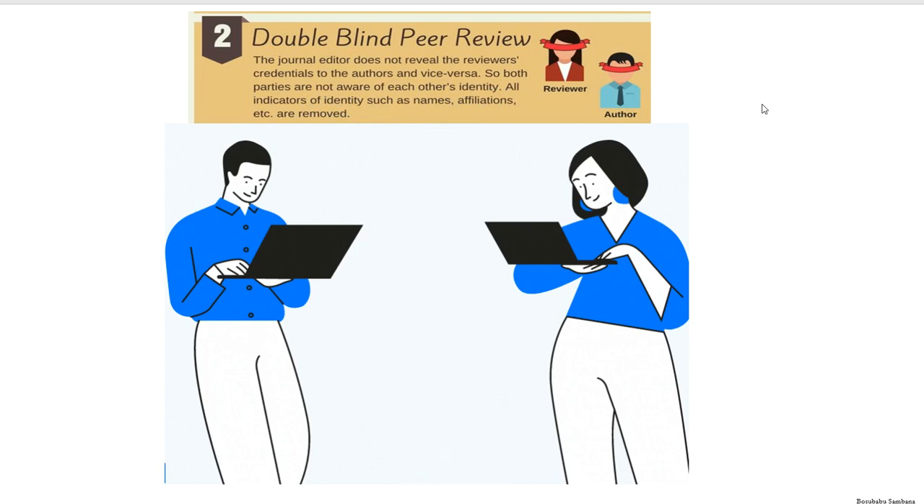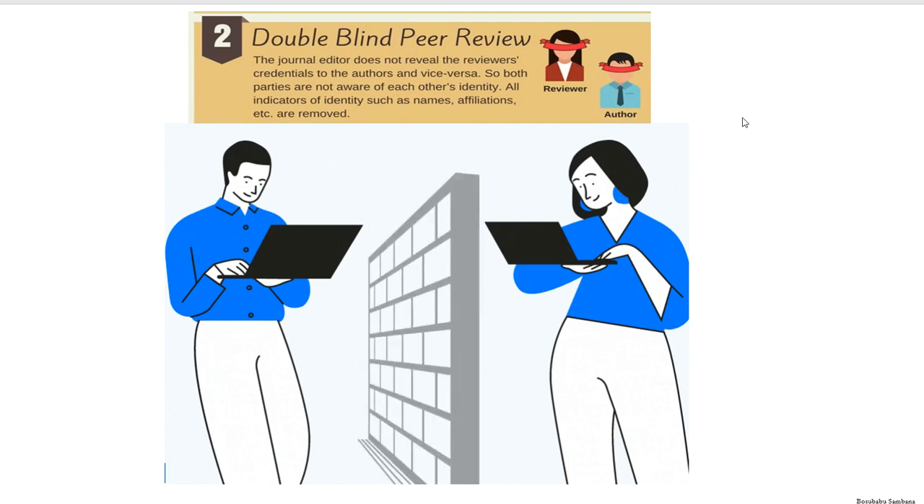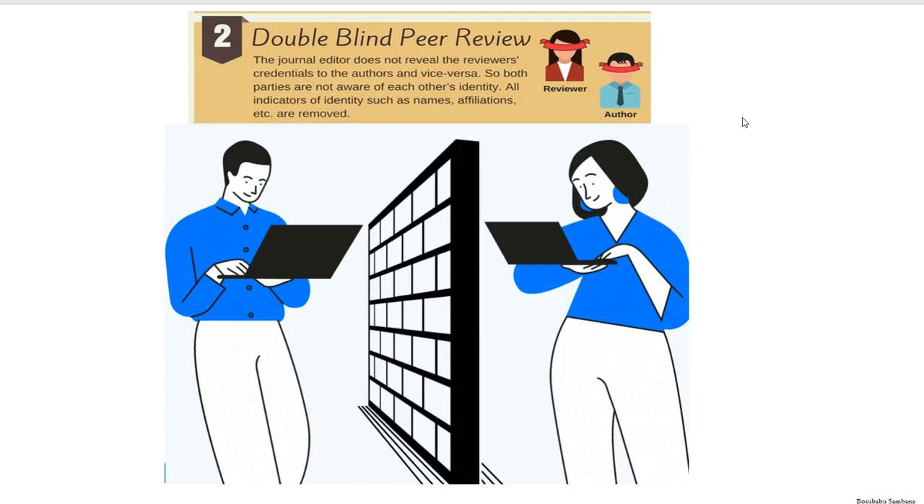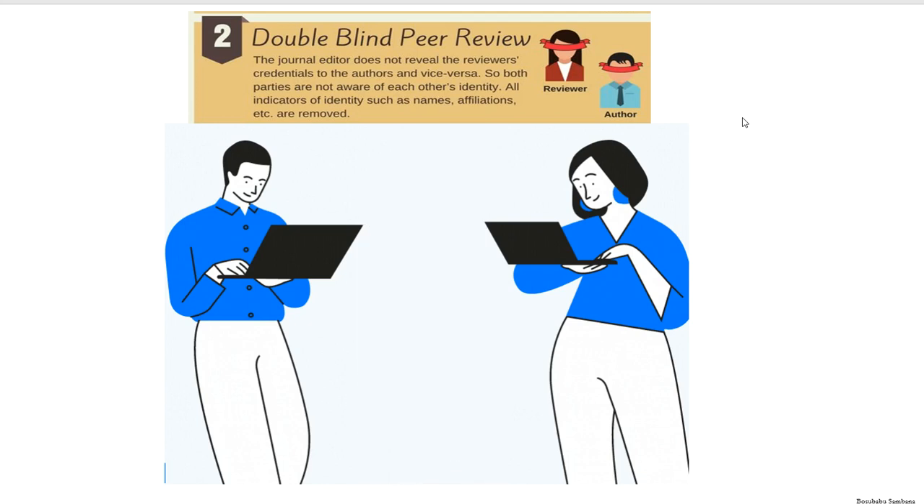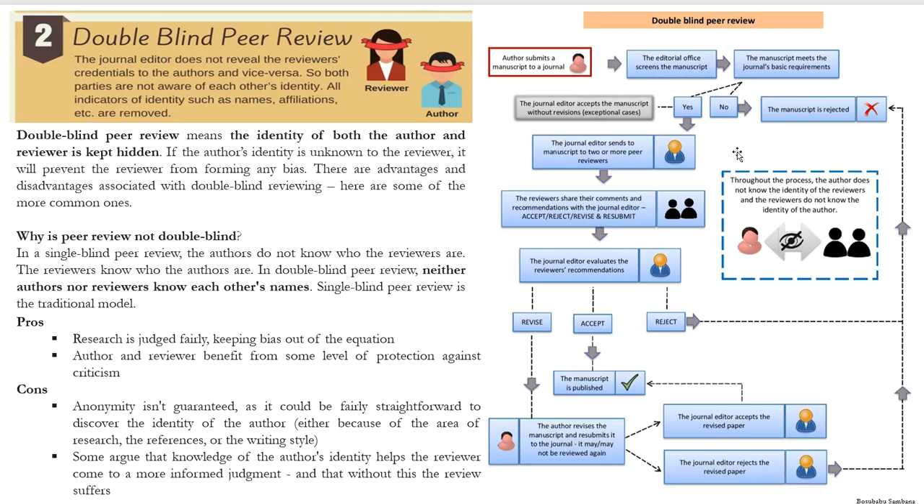That means it is a novelty based environment. That means a transparent environment. Here author and reviewer don't know each other. Even affiliation and names are not there. If your work is very good, then it comes under publication completely. Otherwise, some revisions are required. Then go through the process. Then double blinded peer review.